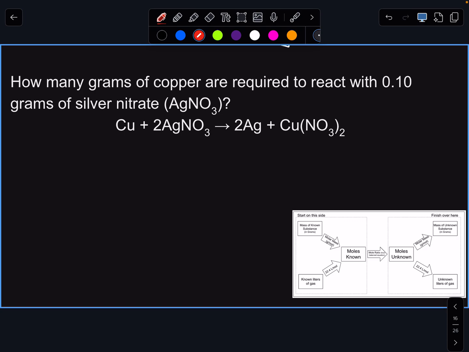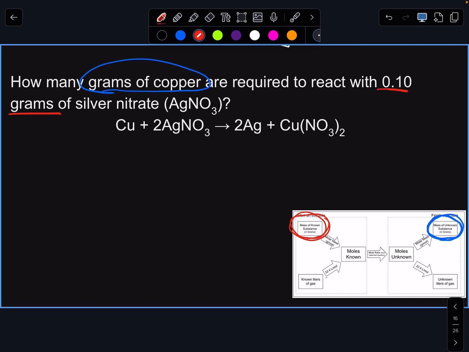Okay, the question says, how many grams of copper? So that's my goal. So I'm going to grams of unknown. So right up here's my unknown. Are required to react with 0.1 grams of silver. So I'm going from grams of one thing to grams of something else. So how many steps? Show me on your fingers how many steps is this going to take me? 3. Good. If you thought or said 3, have a smiley face.